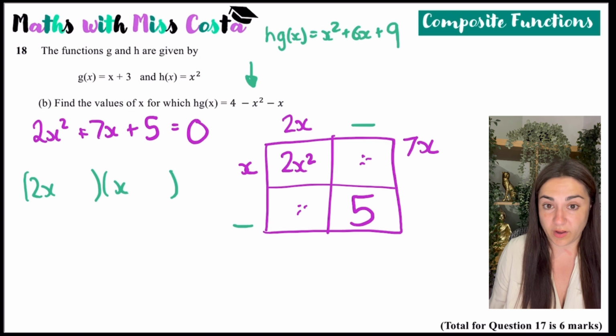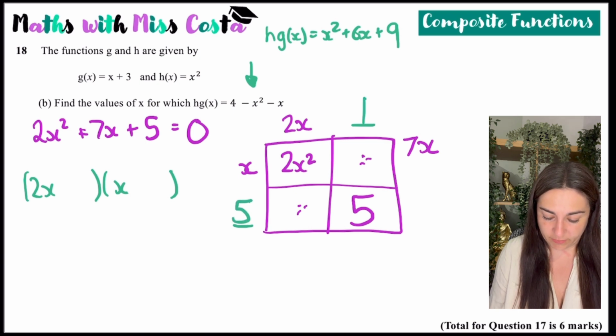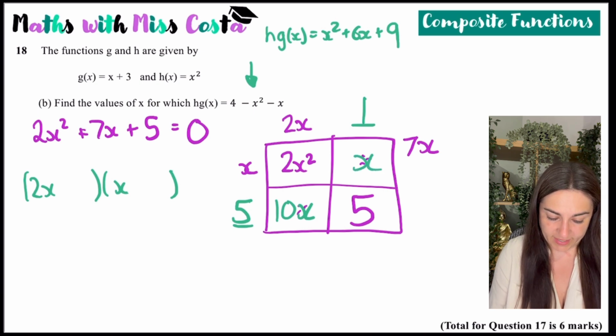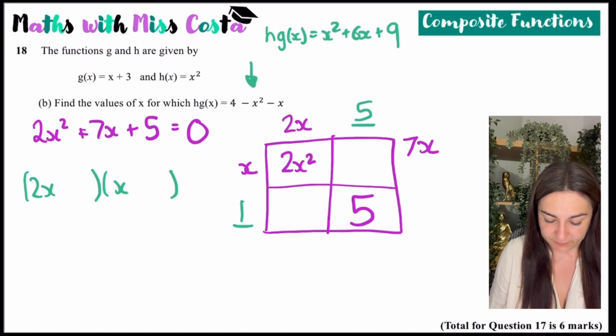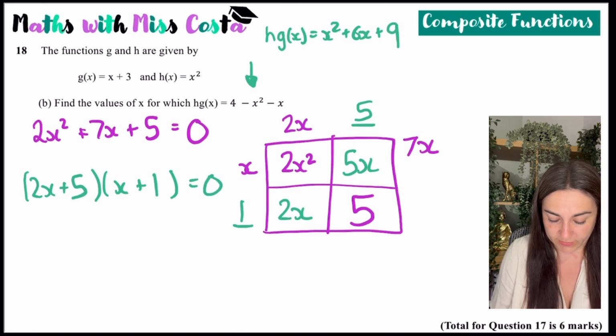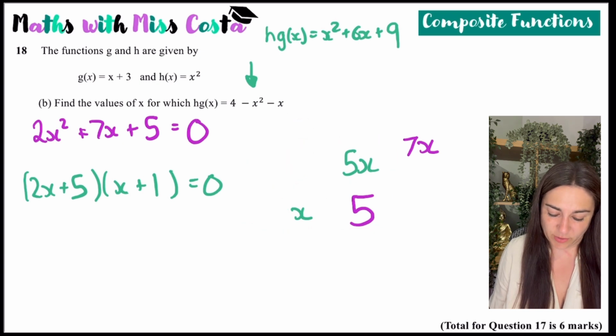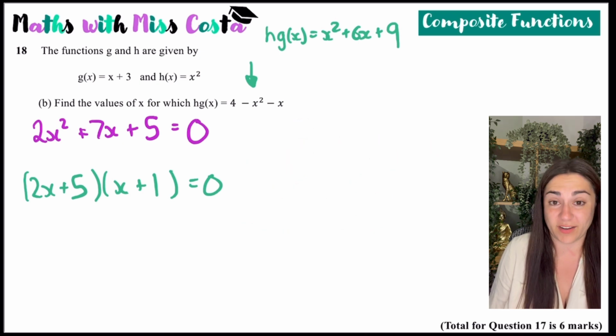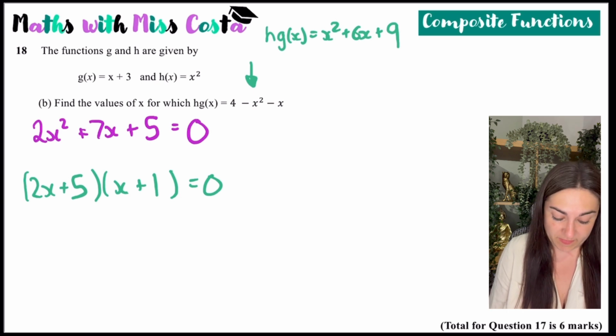So what I can do is trial a few of them. So let's say I tried 5 here and 1 there. 5 times 2x is 10x. x times 1 is x. So 10x plus x is 11x. So that doesn't work. So I can switch them around. So if this is 5 and this is 1, 2x times 1 is 2x. x times 5 is 5x. So 2x plus 5x makes 7x. So I know that (2x plus 5)(x plus 1) must equal 0. That's just a way that sometimes works for the non-calculator paper if you don't like the other method. If not, then just do the method that you like.